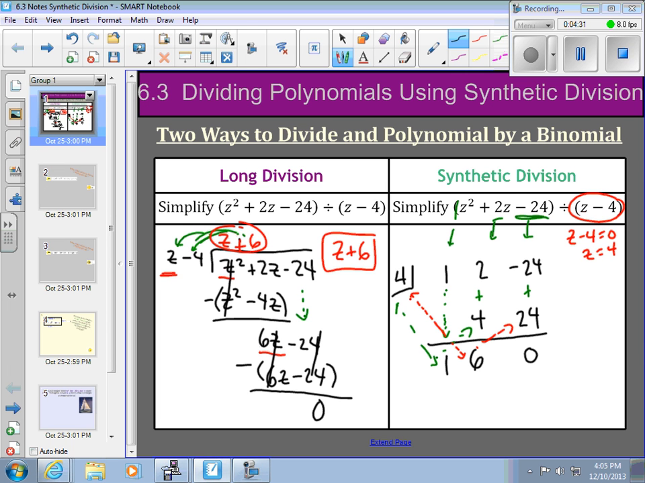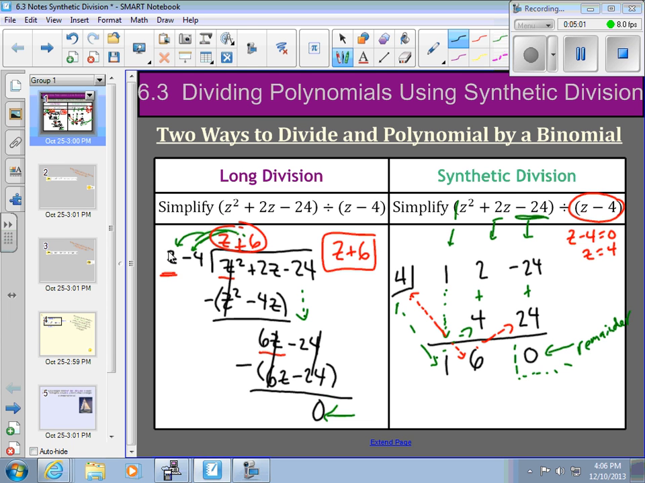Okay, just like we ended up with 0 when we did the long division problem over here, we also end up with a 0 here. This is our remainder. And in here, we didn't get a remainder. So this one does not have a remainder. These other numbers here then, we have to put back in polynomial form. They're the coefficients. So we need to put them back in a form that looks like a polynomial.